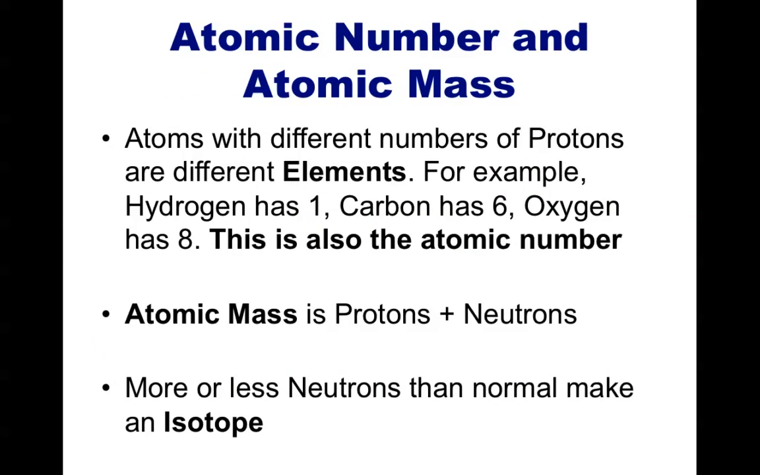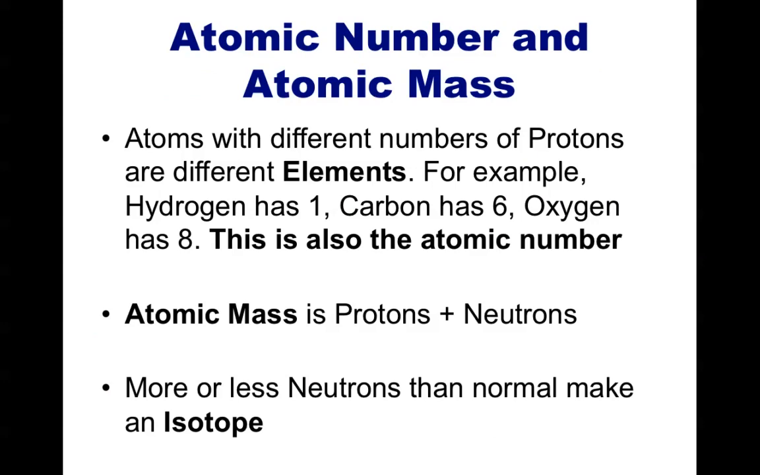We have names for atoms with different numbers of protons. These are the different elements, like hydrogen, carbon, and oxygen. Each of these elements has a certain number of protons, also known as their atomic number.